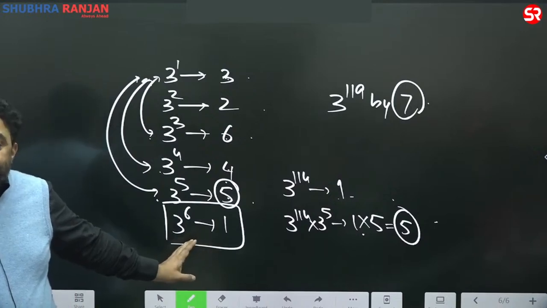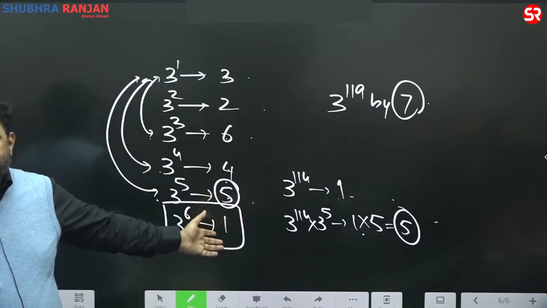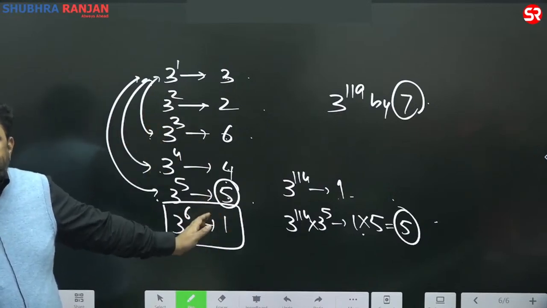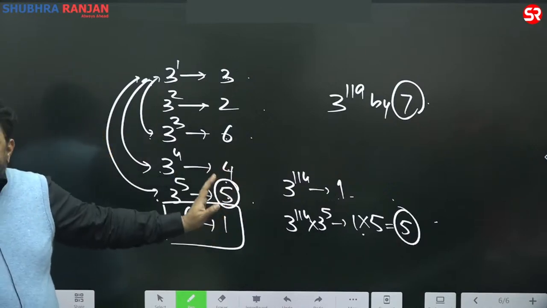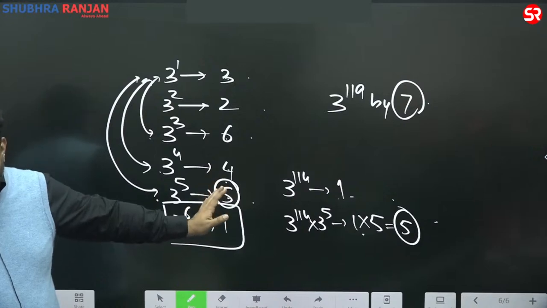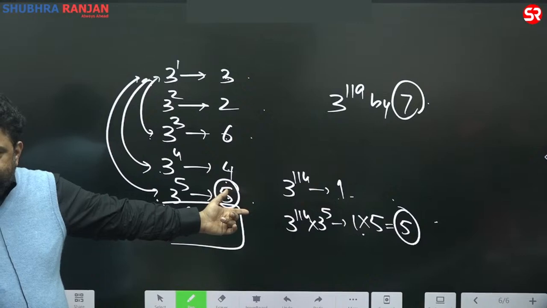Maximum. I don't say that 1 will not be formed before that. It is possible 1 can be formed before that also. Okay, but it's not beyond 6 steps. It won't go beyond 6 steps. Is it okay? Guys, is it okay? Sure? Let's do one more.